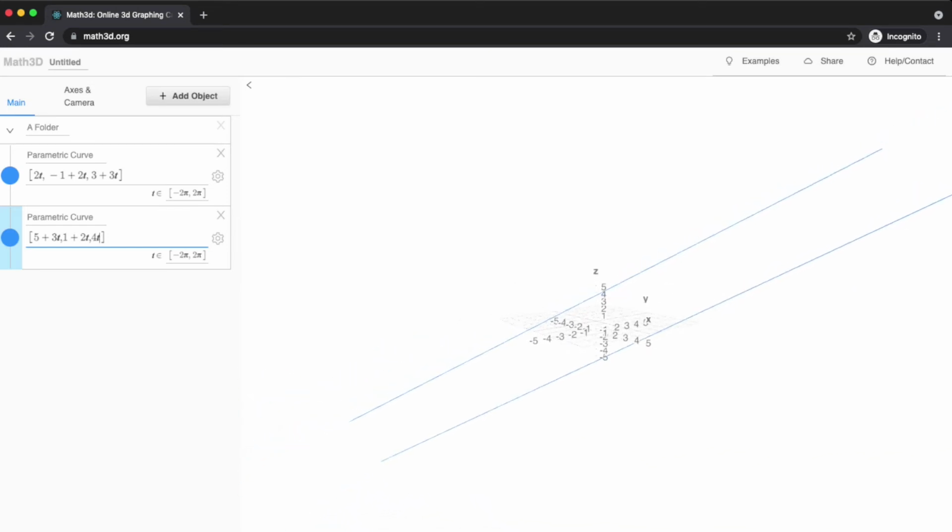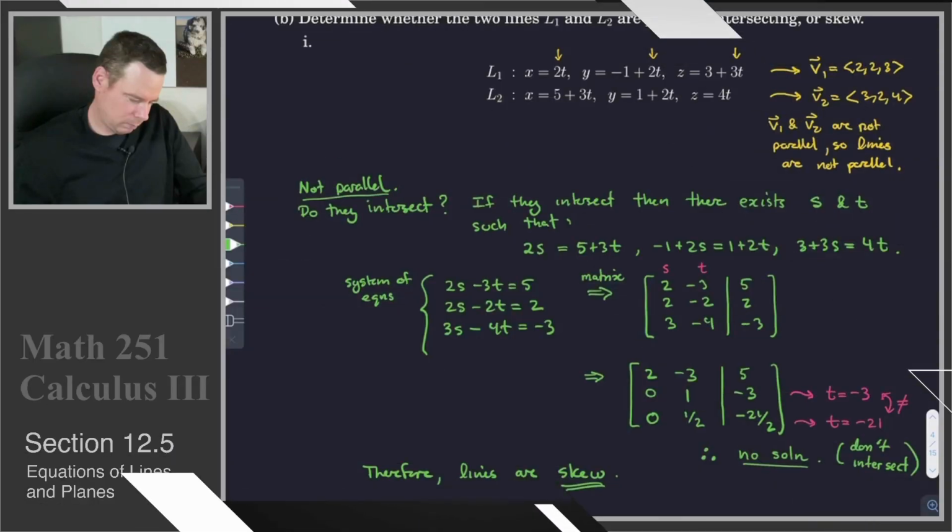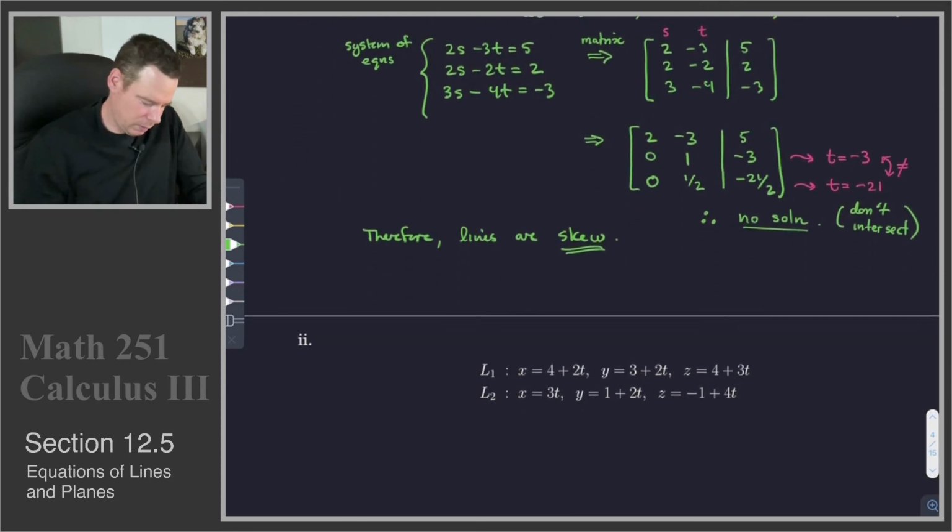But what we found is that they don't intersect. So if I look at it from the side, it looks like they're never coming together. And we verified that they don't intersect. So this is what it means for the lines to be skew. They don't point in the same direction, but they're also not coming together and meeting at a single point. So these lines are skew. All right, let's have a look at the next example.